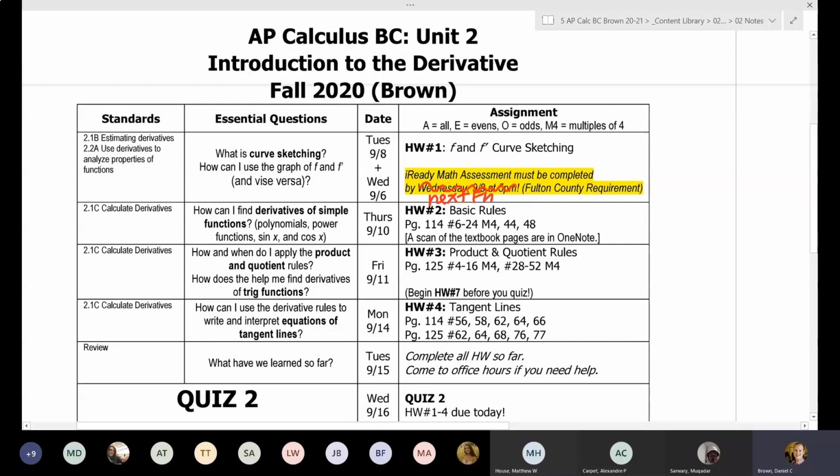The homework I'm assigning tonight, again, you can access this in OneNote. I scanned in the page for you. M4 just means multiples of 4, so I don't really know why I started at 6 there. That doesn't make sense. Probably should have started that at 8. But 8 through 24, multiples of 4, and then 44 and 48. That homework honestly shouldn't take you too long to do. Most of the work is going to be rewriting it so that you can use the power rule and then just making sure you have those trig rules memorized.